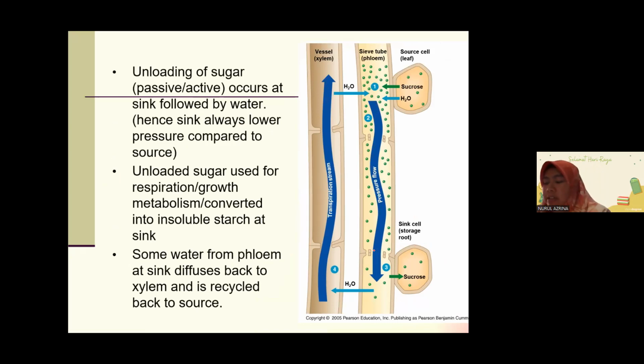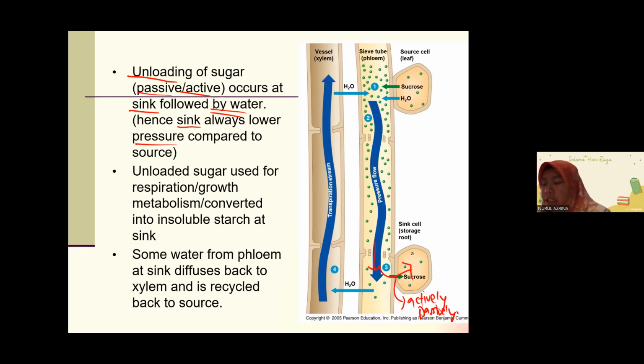Next, as the sap reaches the sugar sink, the unloading of sugar into the sugar sink will happen, followed by water. The unloading of sugar can be either by passive transport or active transport into the sugar sink. So sucrose or sugar will be unloaded into the sugar sink either actively or passively, and followed by water. Hence the sugar sink will always have low pressure compared to the sugar source.